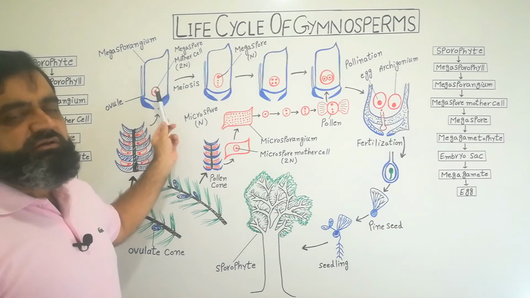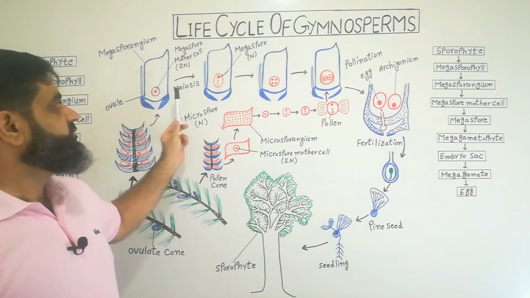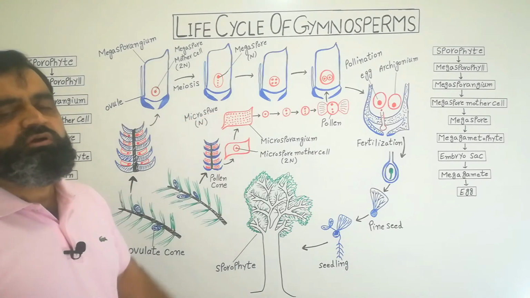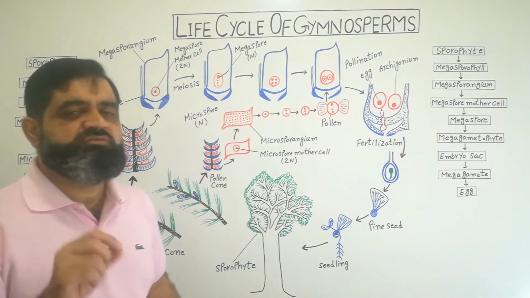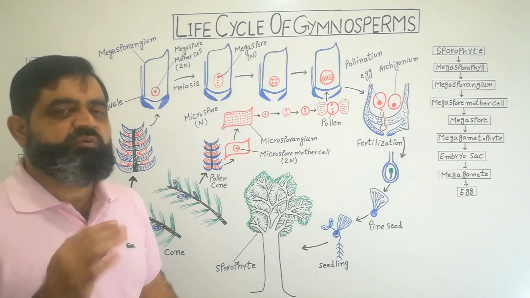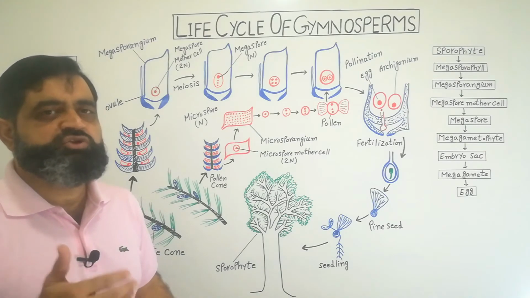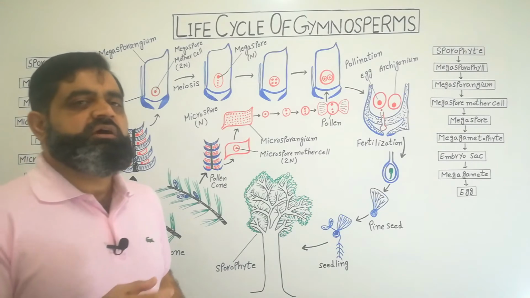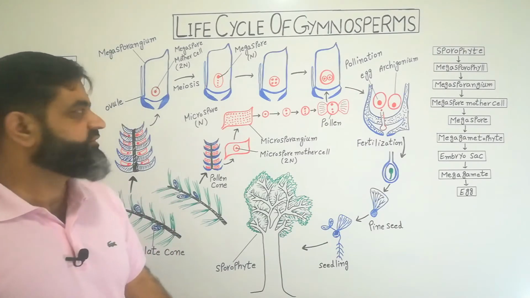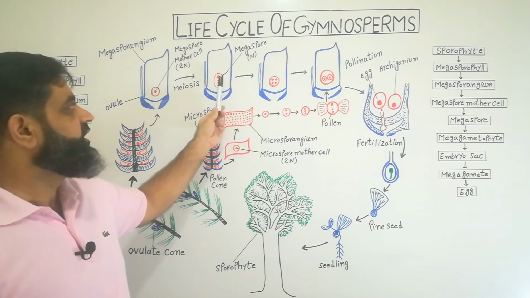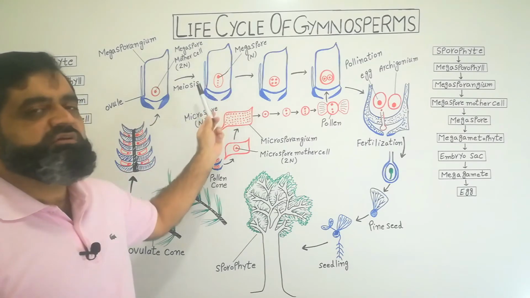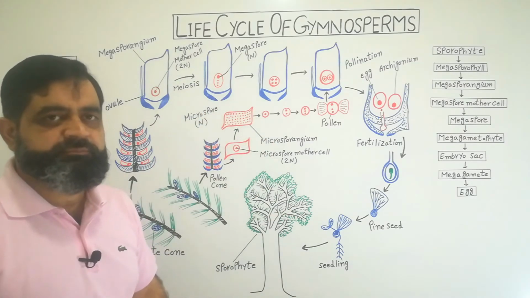The megaspore mother cell divides meiotically to produce 4 haploid cells, and from these 4 haploid cells, one will be a functional megaspore while the other 3 degenerate, because there is no space to handle all these 4 cells at the same time. So 3 smaller cells will degenerate and one functional megaspore will further divide mitotically.